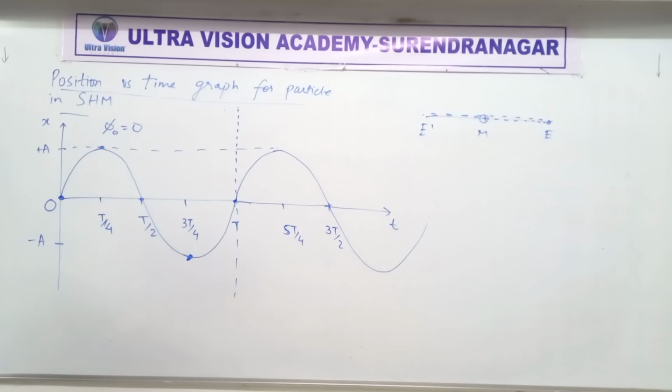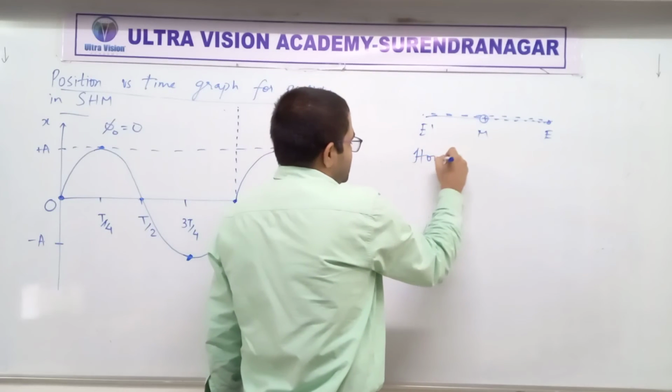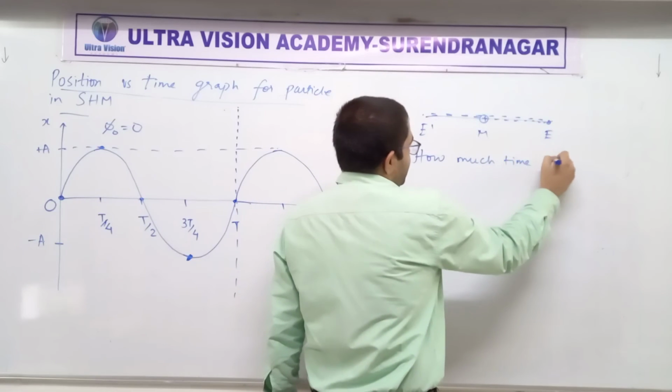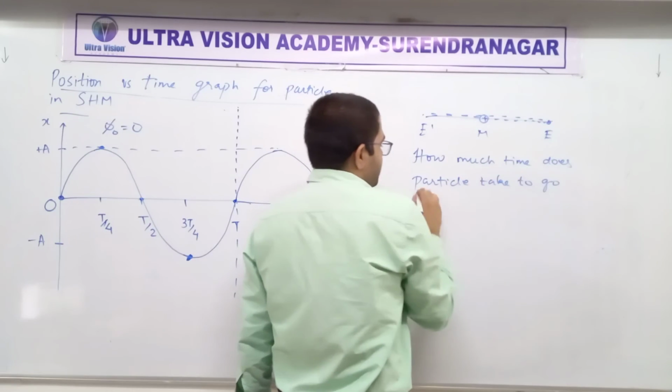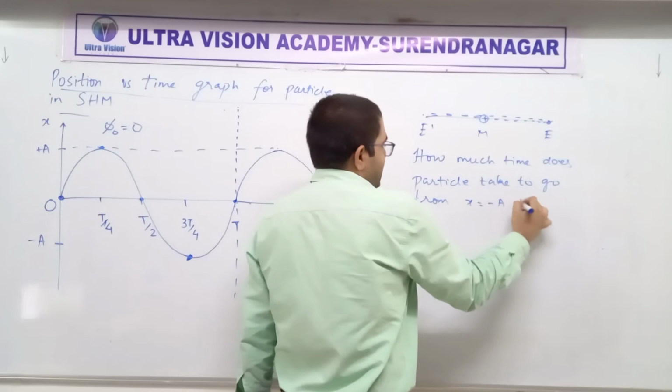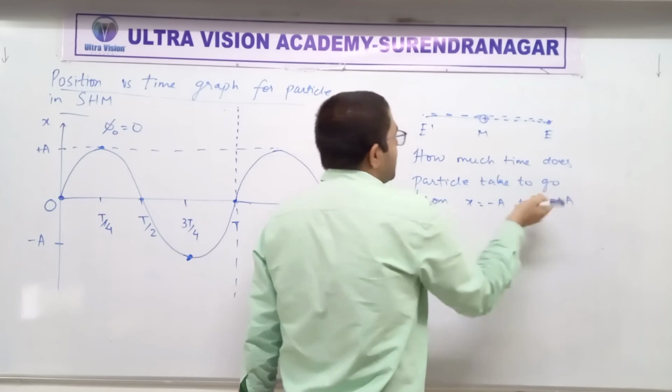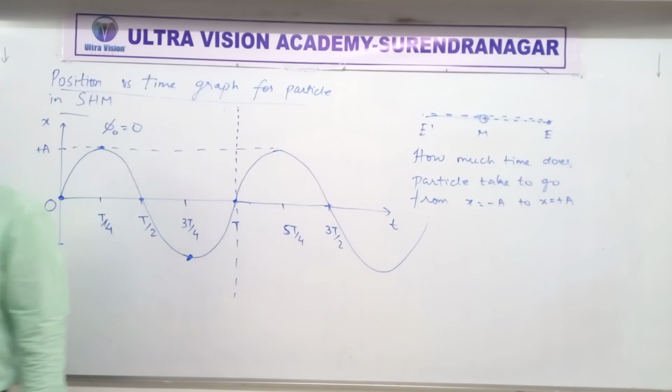Now, based on this graph, let me ask you some simple questions. Then we will try it for other values of phi 0. Right. So, a very basic question. How much time does the particle take to go from x equal to minus a to x equal to plus a? That is, to go from one extreme position to the opposite extreme position. How much time does it take?